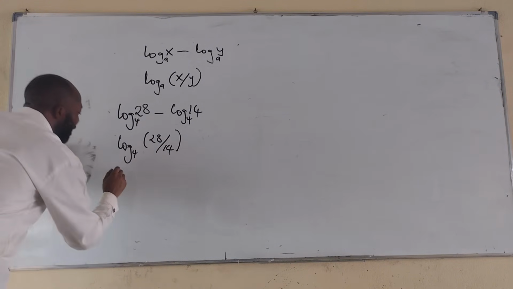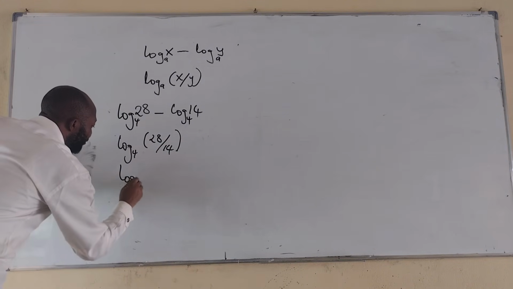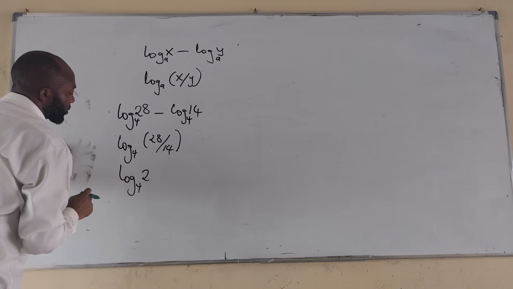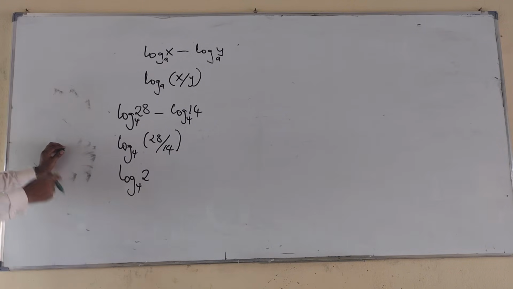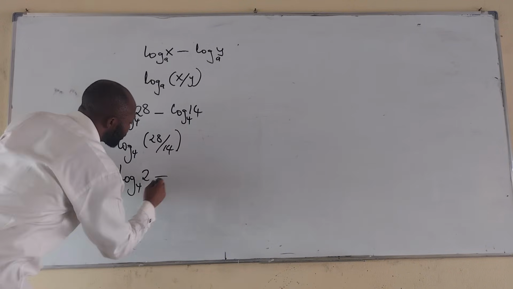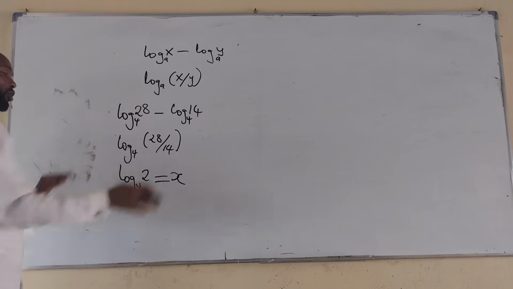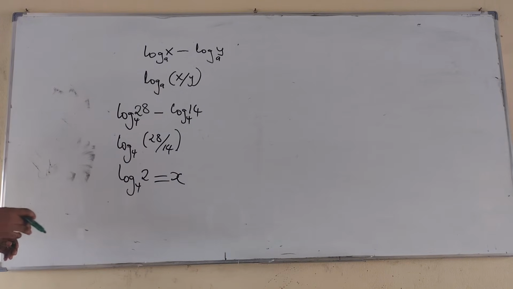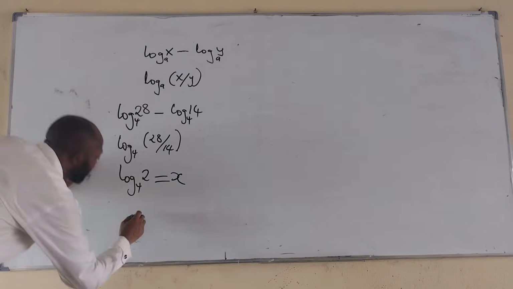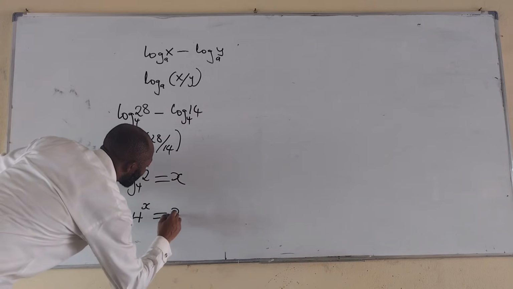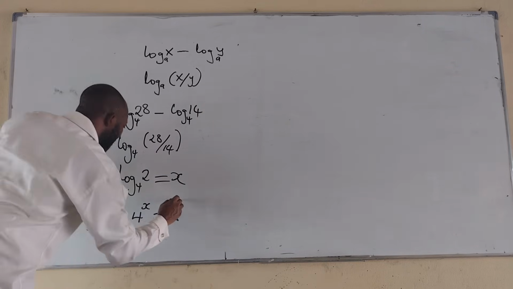And when I do that, I have my log in base 4, 28 divided by 14 is 2. So this is not all. So we have to equate it to x, to know the number of times 4 can be raised to give us 2. So let's see the number of times that can be done. So this is my 4 raised to the power of x is equal to 2. Of course, 2 is raised to the power of 1.